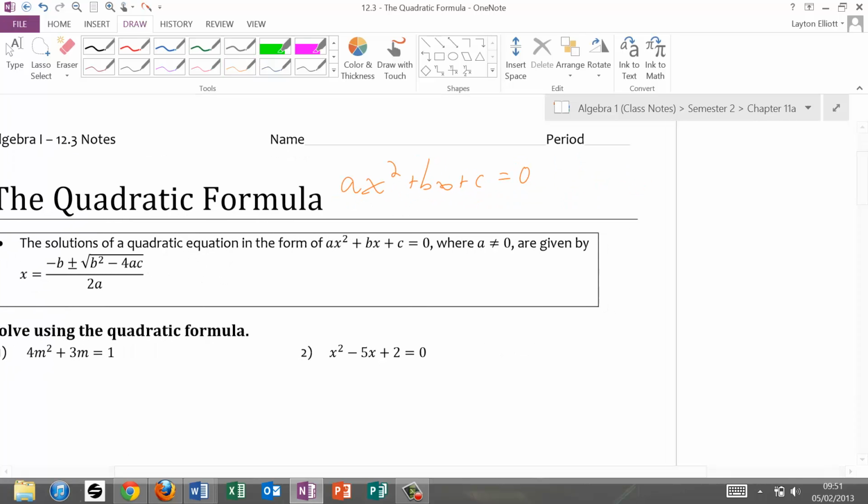Usually what we do when we end up with something like that is factor, but if I had something like x squared plus 5x plus 1 equals 0, I can't factor that, and we need another way to solve for x. That other way is the quadratic formula.